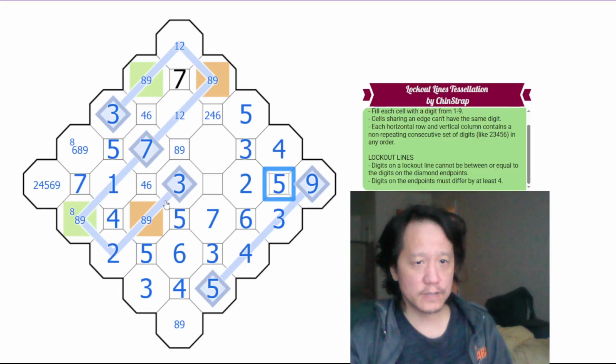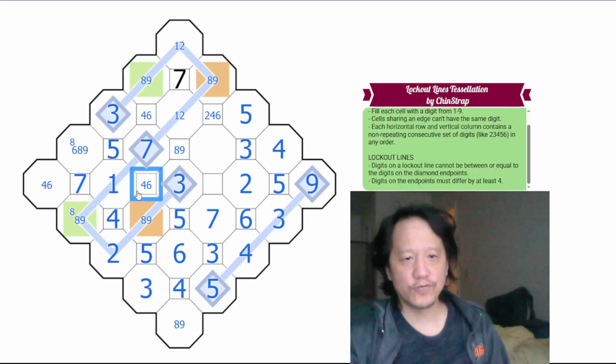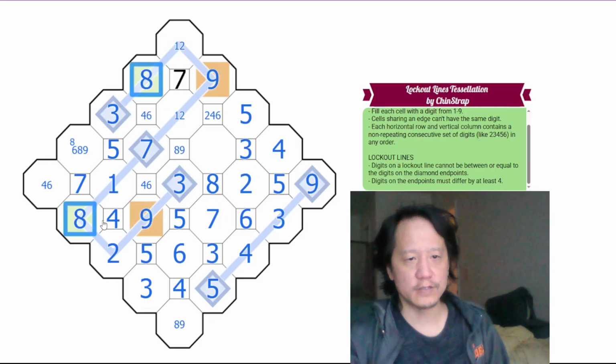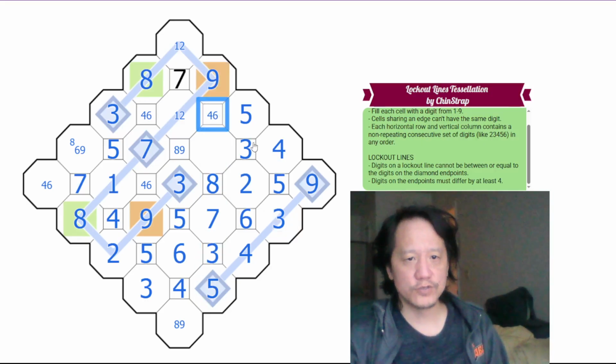Let's see. What else do we have? This can't be 2, 5, or 9. So it's 4 or 6 as a pair, which means this has to be 8 here. Since this is 8, the oranges have to be 9. The greens have to be 8. So this cannot be 8 here. This is 6 or 9. This cannot have a 2. So this is 4 or 6. To form a Renban, this has to be 2, 3, 4, 5, 6. So this is 2. This is 1.